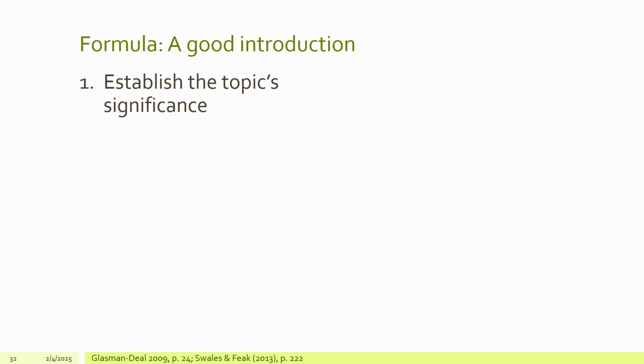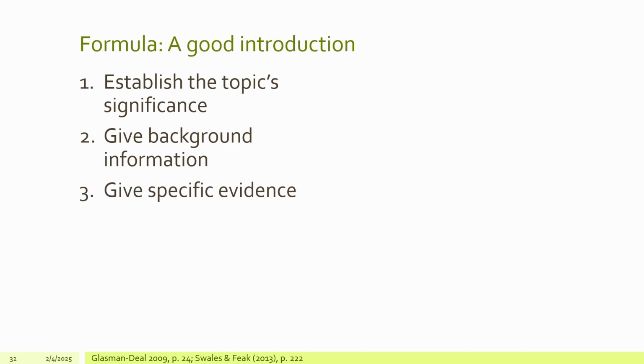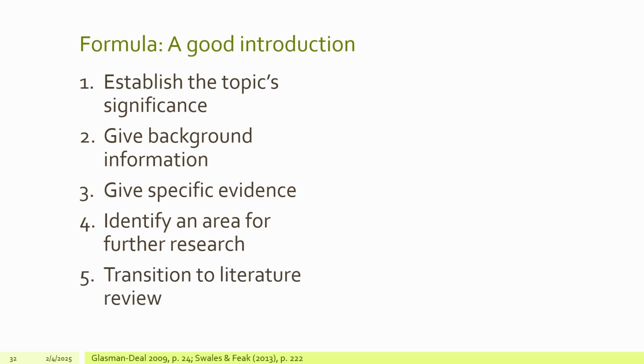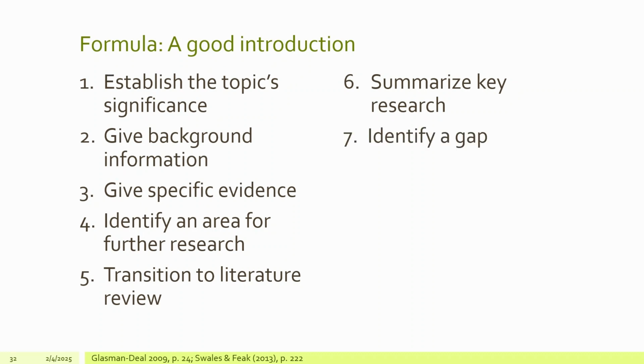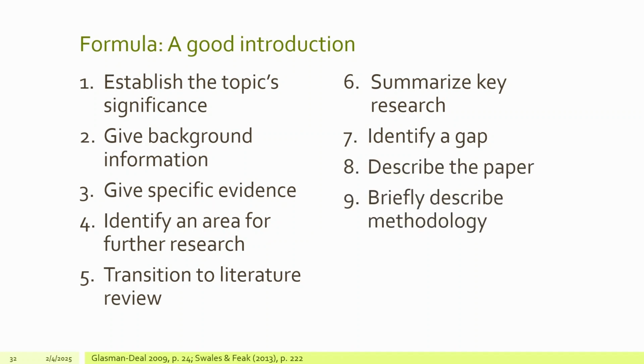Establish the topic's significance. Second, give background information. Then give specific evidence. Identify an area for further research. Next, transition to a literature review. Summarize the key research. Identify a gap. Describe the paper. Briefly describe your methodology. And announce your results. These are not strict guidelines to follow. They can simply give you an idea of how to approach it.